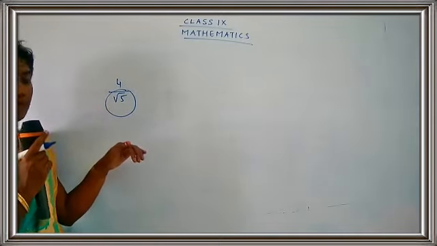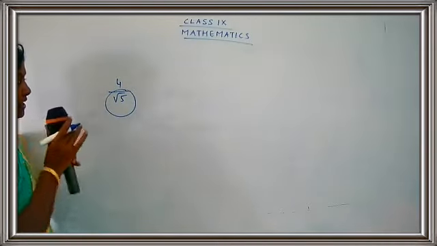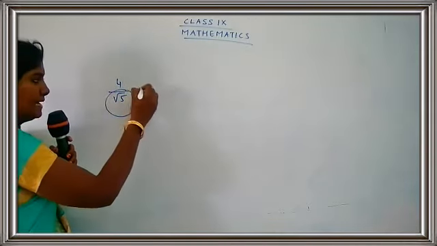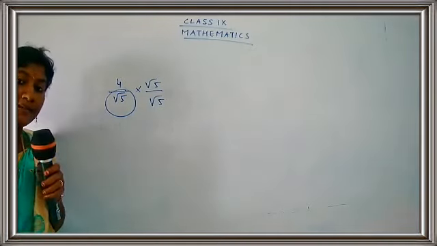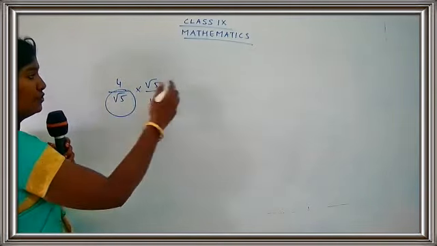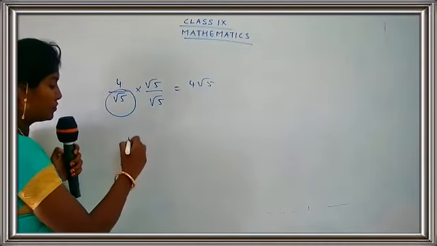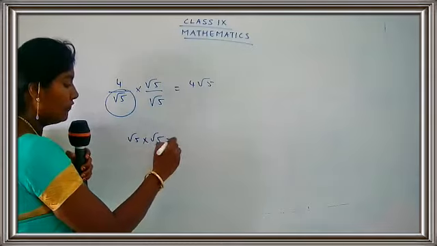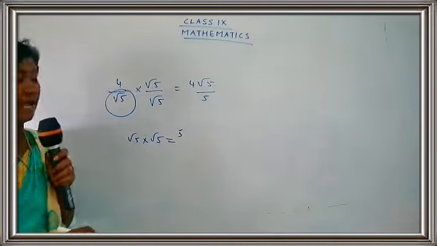So what you have to do is multiply and divide by the same number. Now here it's root 5, so you can multiply and divide by root 5. So what happens when you multiply and divide by root 5? 4 into root 5 becomes 4 root 5, and root 5 into root 5. What is root 5 into root 5? Root 5 into root 5 is 5. So you get here 4 root 5 upon 5.